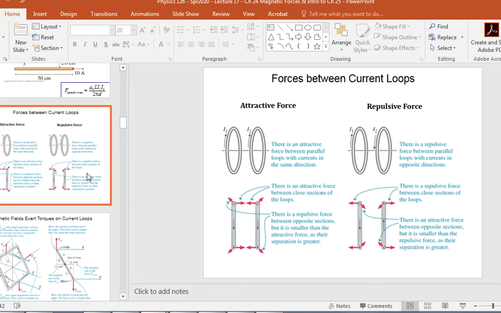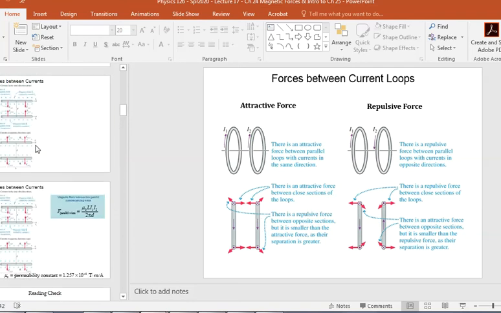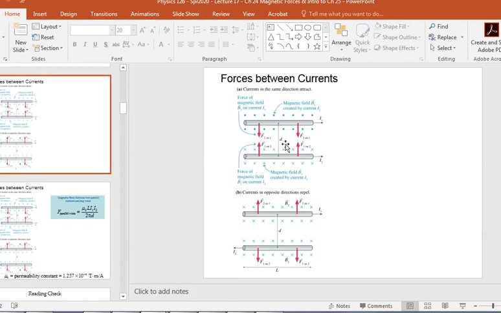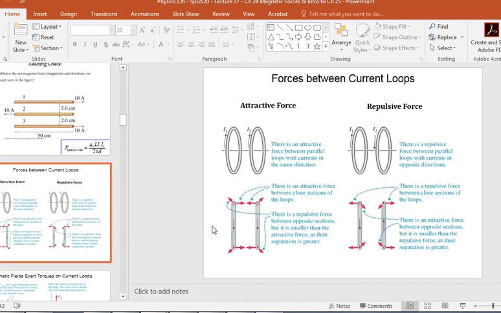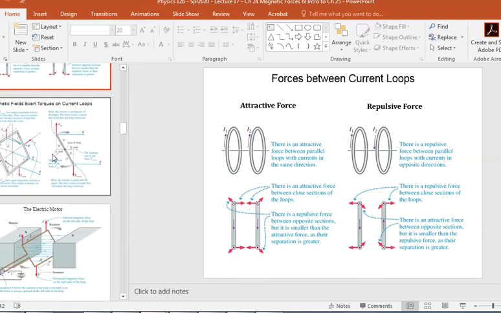Okay, we can also have a force between current loops, and notice that very similarly, loops that have the current going in the same direction will be attractive to each other, in the same way that here the line currents going the same way are attracted to each other. And loops that are going in the opposite direction will have a repulsive force.